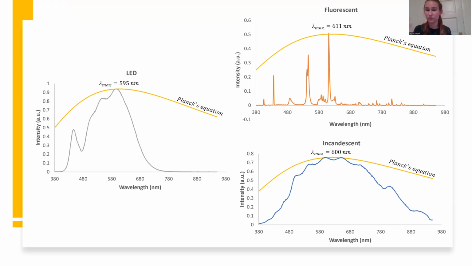We can see the LED and the fluorescent do not follow the continuous spectrum of blackbody radiation, and that's because these are not true blackbody emitters. LED combines different color lights to get white light, and same thing with fluorescent. You can see these distinct peaks, which is not characteristic of blackbody radiation.